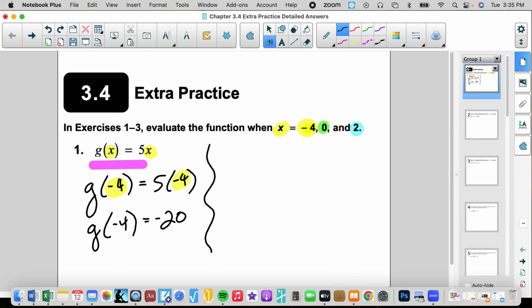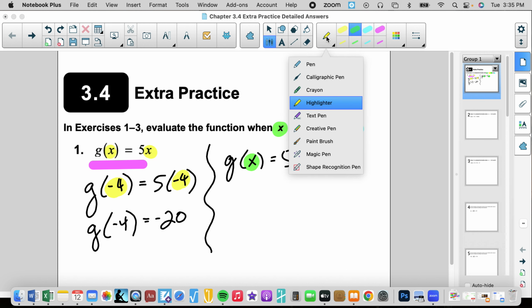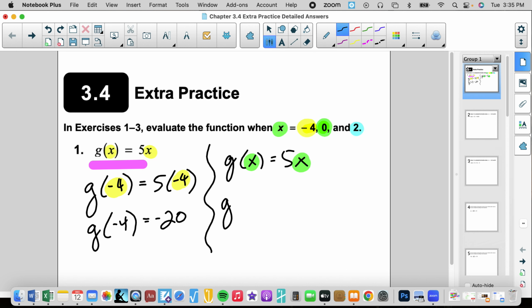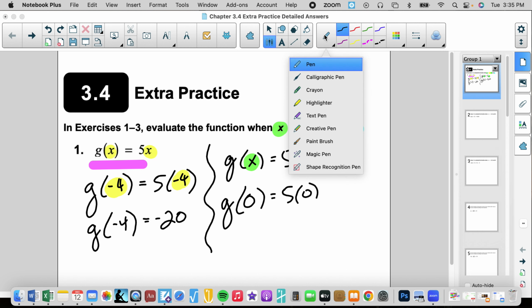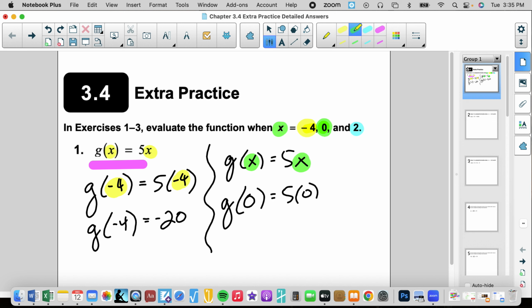And then if we write g of x equals 5x, and this time we're going to plug in 0, 0 for my x value. So wherever we see x, we're going to plug in 0. So g of 0 equals 5 times 0. Notice all the places we had an x, we inserted a 0 for that value. And then we'll simplify. g of 0 equals 0.